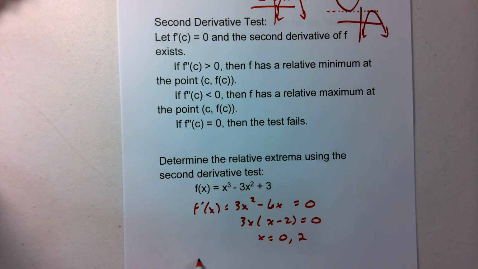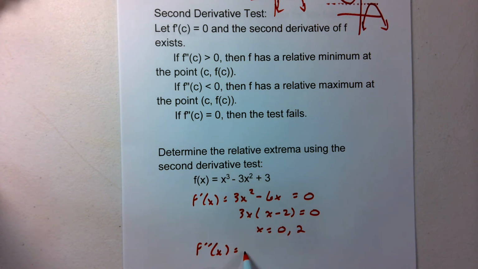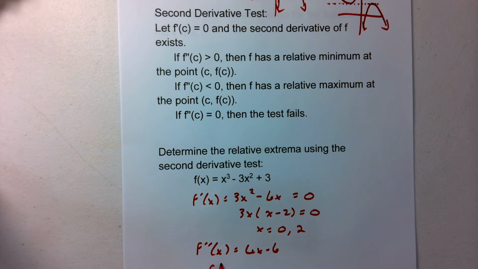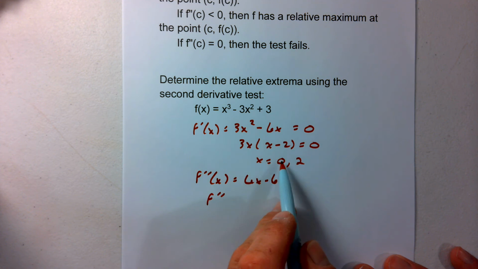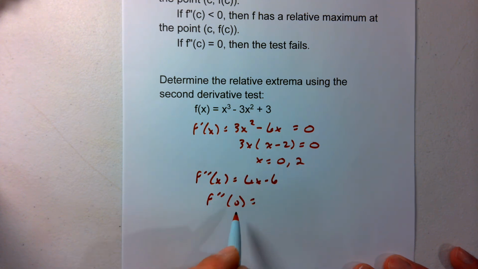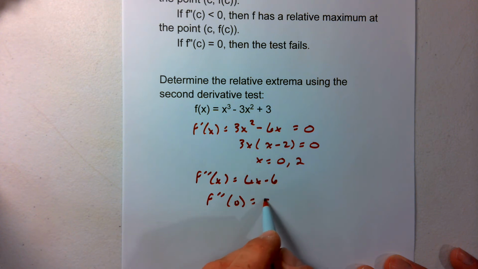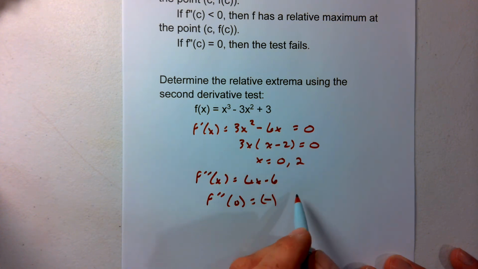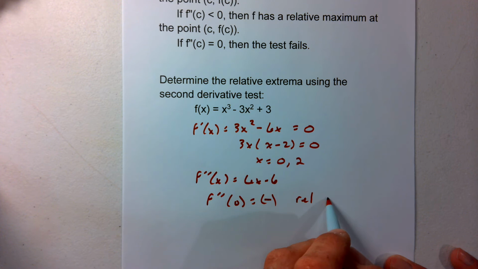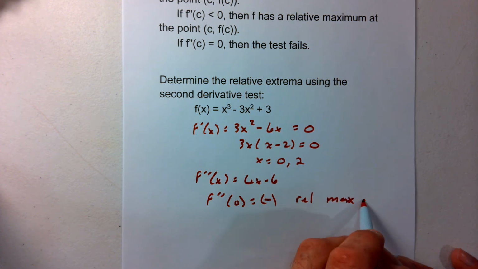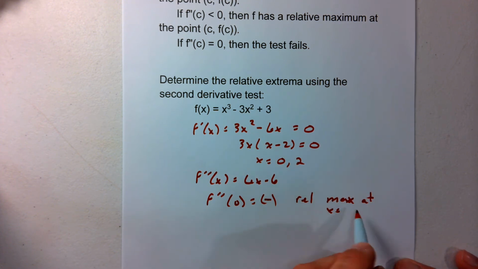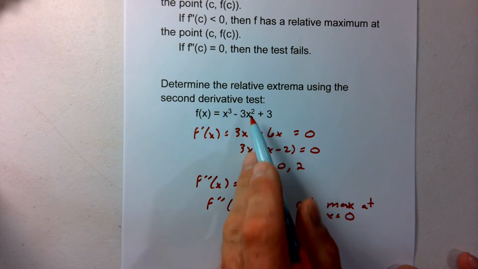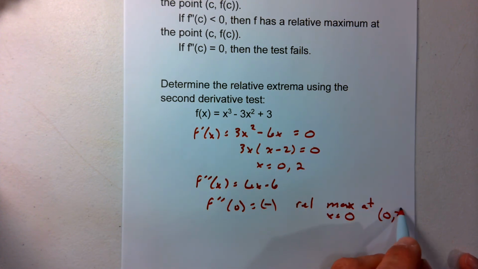Now what I want to do is go ahead and find my second derivative. My second derivative in this case is going to be 6x minus 6. Now what I can do is find f double prime of these two values. So if I have f double prime of 0, that's going to give me a negative value. That tells me I have a relative maximum at x equals 0. And again, we could plug that in, get the 0.03.